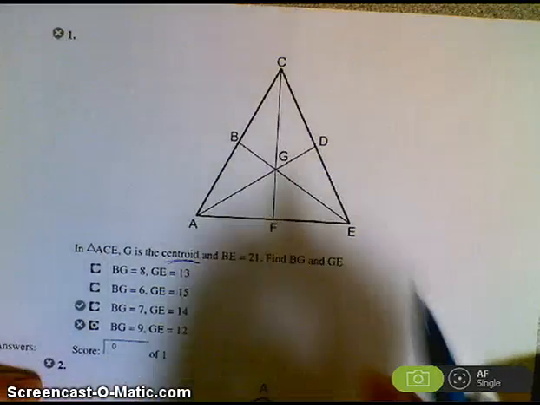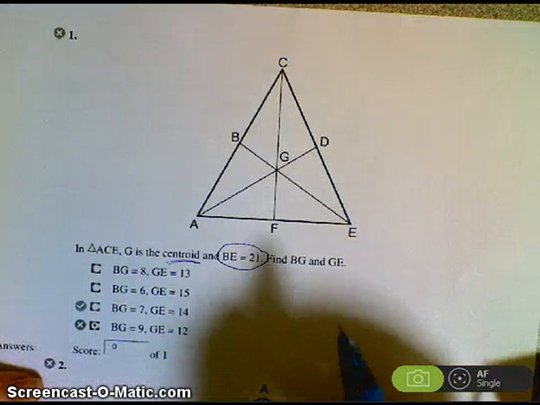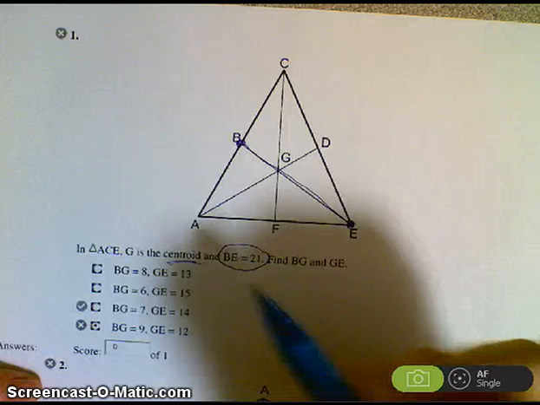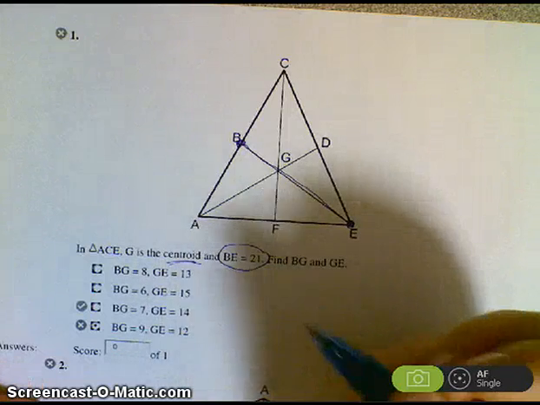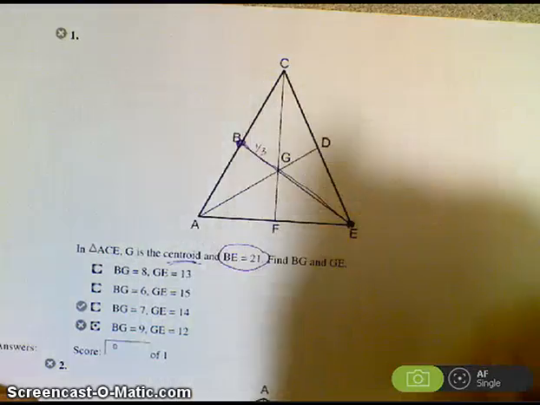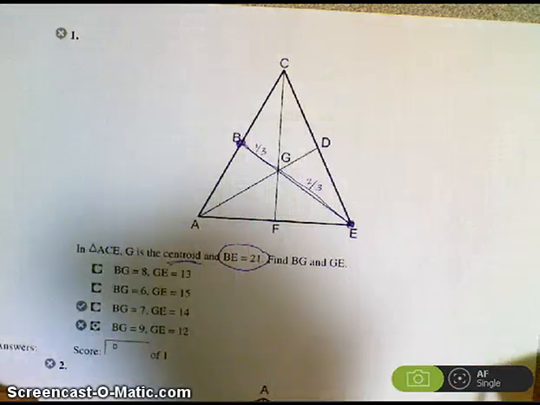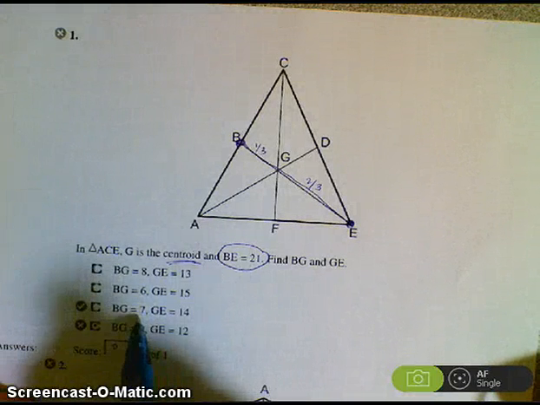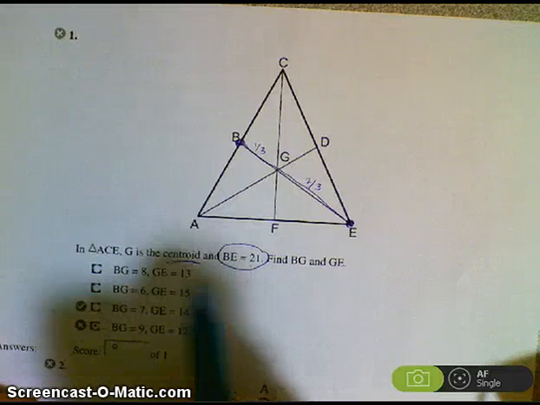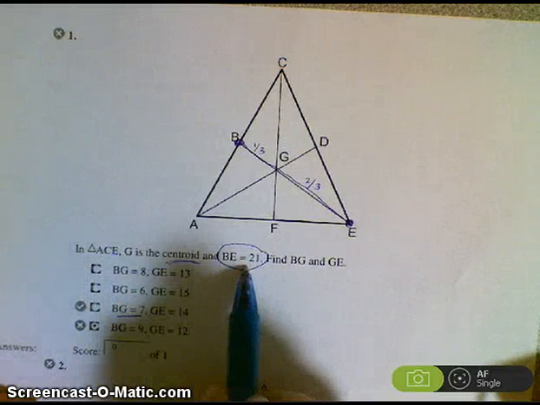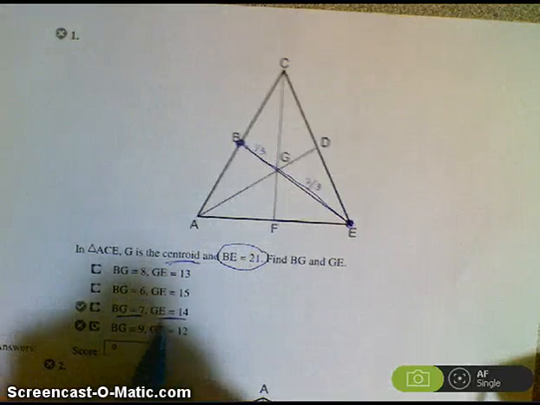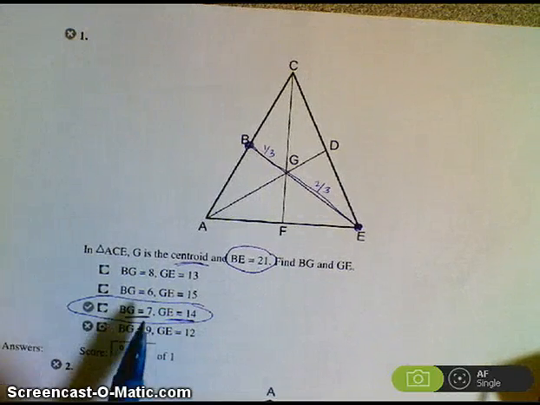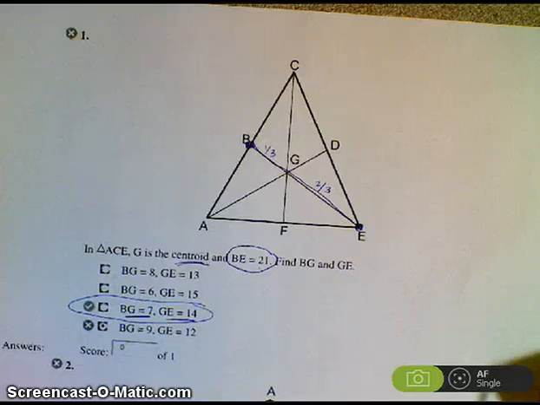Alright, so if you look here, BE is 21, which is this line segment running through your triangle. When you have a centroid, you get 1/3 of the median here and 2/3 here. So when you take 21 and divide it by 3, 1/3 is 7, and 2/3 of 21 is 14. So you want to look for that answer choice that separates that line segment into 1/3 and 2/3.